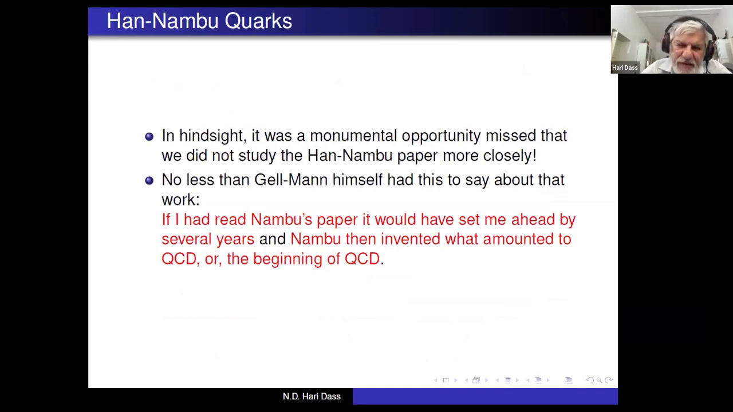In hindsight, it was a monumental opportunity missed that we did not study the Hahn-Nambu paper more closely and focus more on the Gell-Mann-Zweig model. And this regret is not just mine. No less than Gell-Mann himself had this to say. He said, if I had read Nambu's paper, it would have set me ahead by several years. And in another context, he said, Nambu then invented what amounted to QCD, or the beginning of QCD. Next slide, please.